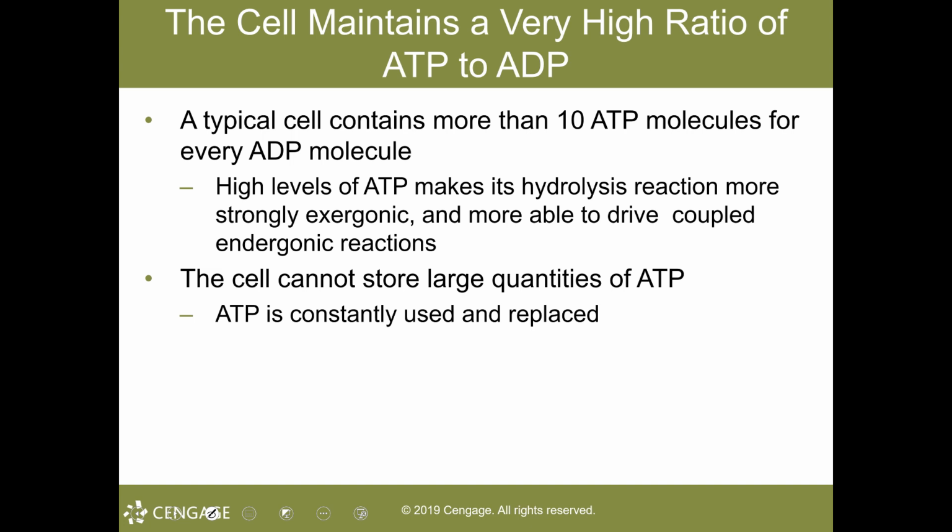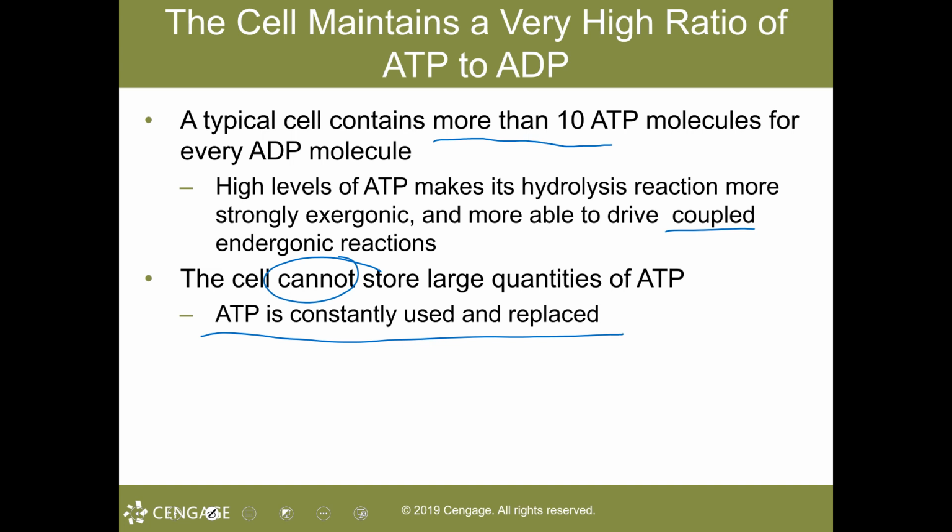the typical cell and how it maintains a high ratio of ATP to ADP. So the typical cell contains, I repeat, more than 10 ATP molecules for every ADP molecule. So the high levels of ATP make its hydrolysis reaction more strongly exergonic, and more able to drive those coupled endergonic reactions. And just keep in mind that our cells, your cells, cannot store large quantities of ATP, and ATP is constantly going to be used and replaced.